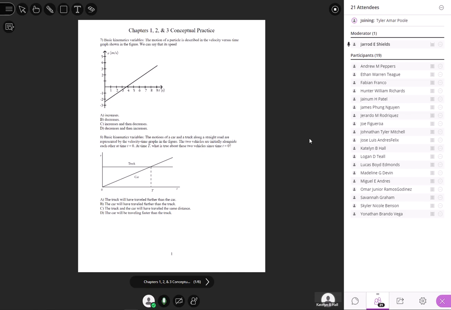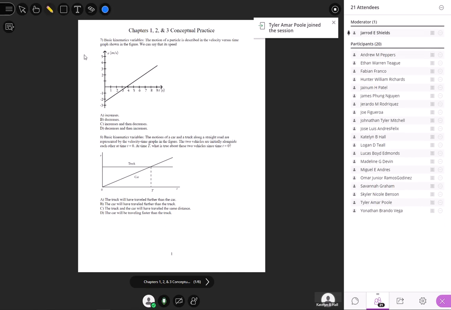Okay, it looks like we're going good. I accidentally hit the wrong button.